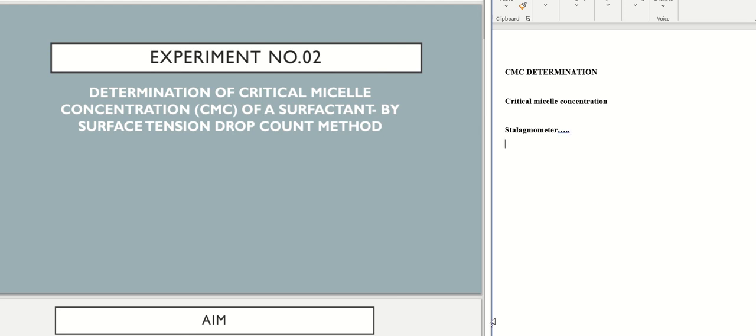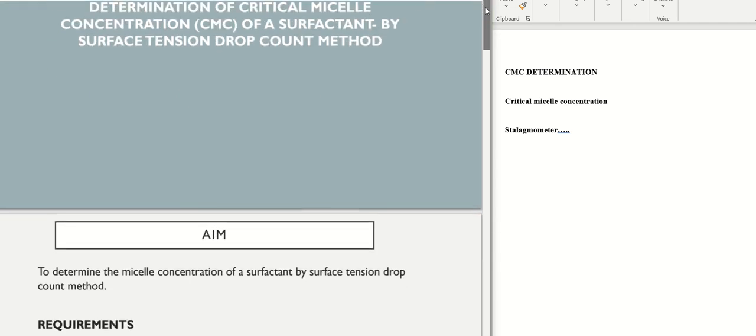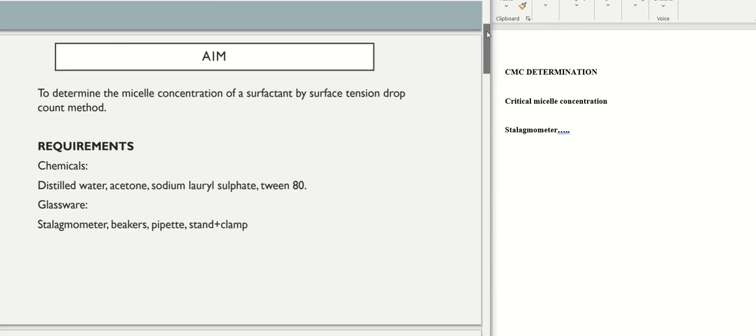Now let's get into the experiment. Our aim is to determine the micellar concentration of the given surfactant by a method known as drop count method.